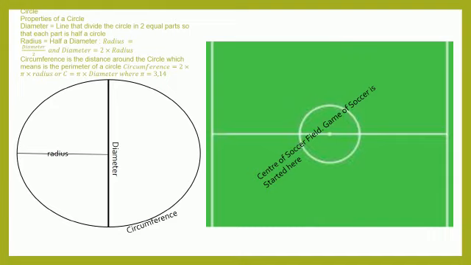Where do we get a circle in a real life situation? For example, there is a soccer field. The center of the soccer field, where the games are started. That is where you get a circle. So in a real life situation, you will be required to say what will be the area of the center of the soccer field.